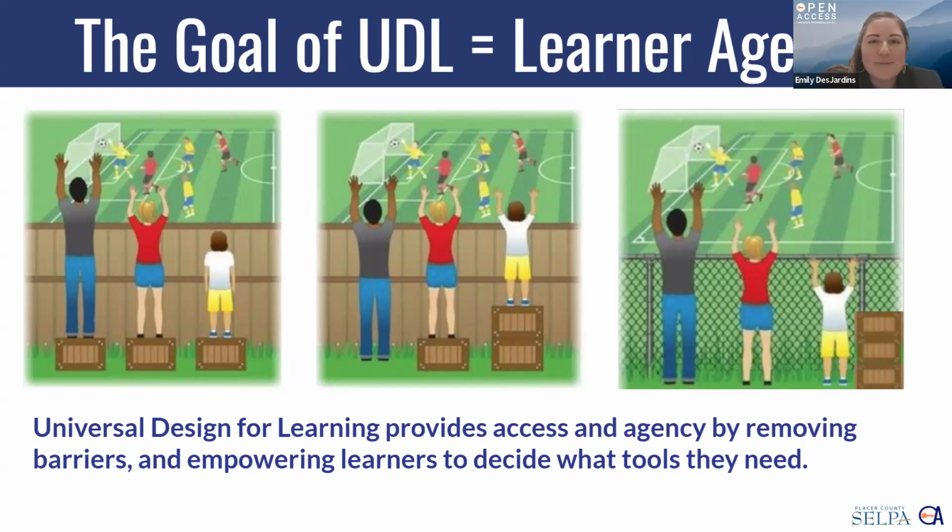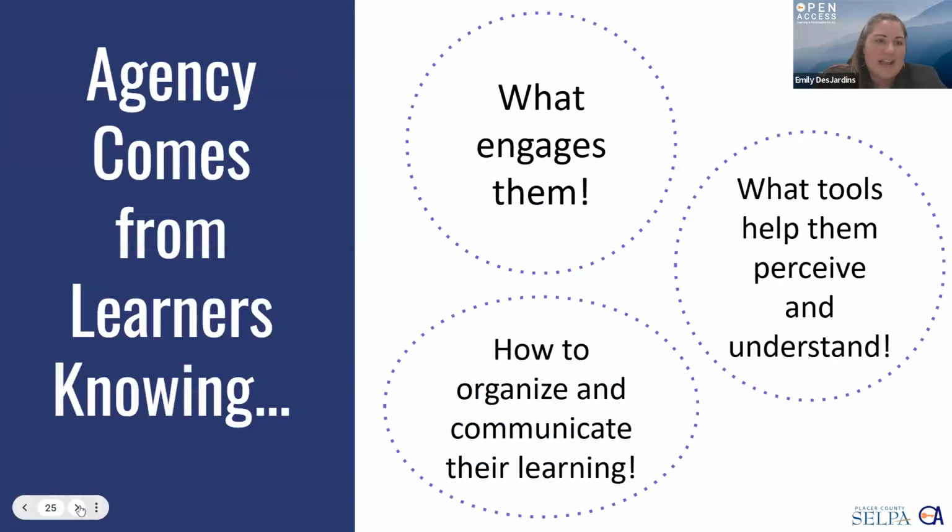And I know particularly with early childhood, that's a little daunting, but just with practice and experience and clear expectations, I promise it can happen. I'm actually sitting at one of our school sites right now, and we were just walking around looking in kindergarten classes and were blown away by the agency that was there, which was really fun. On the next slide, agency really comes from our learners knowing what engages them, what tools help them perceive and understand, and then how to organize and communicate their learning. And again, that doesn't happen by accident. It's just repetition and practice over and over again.